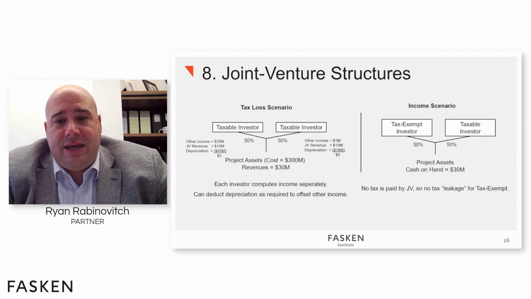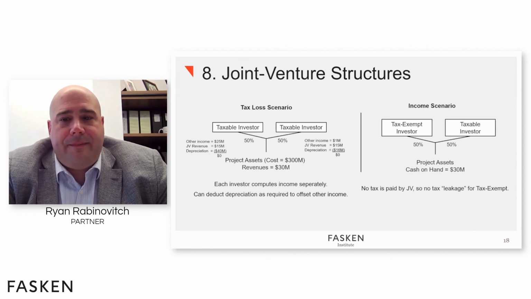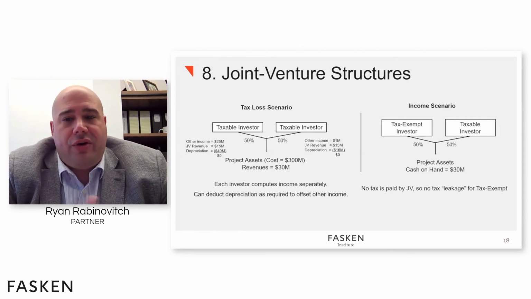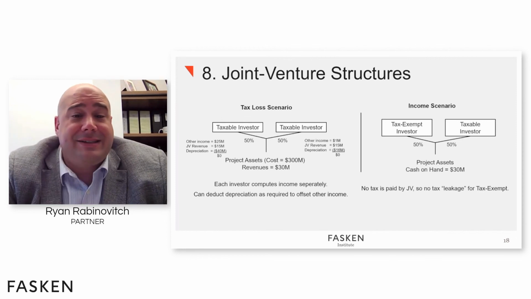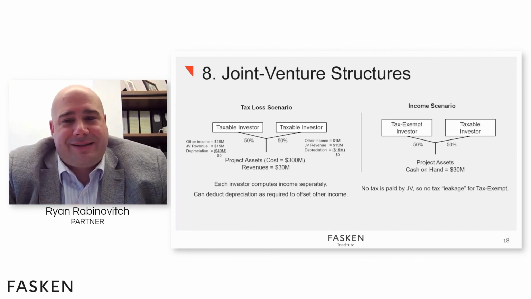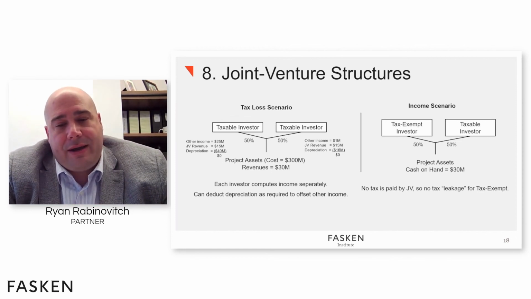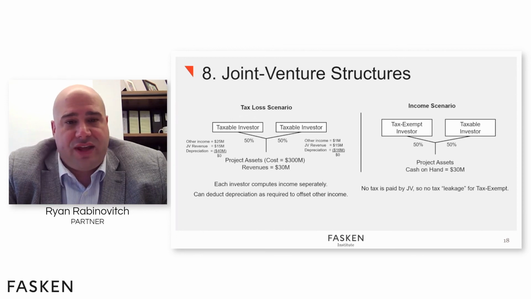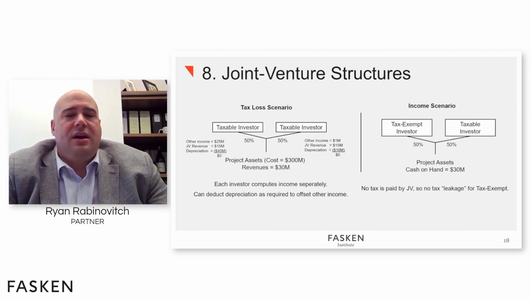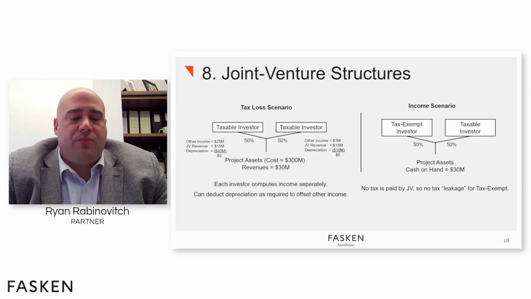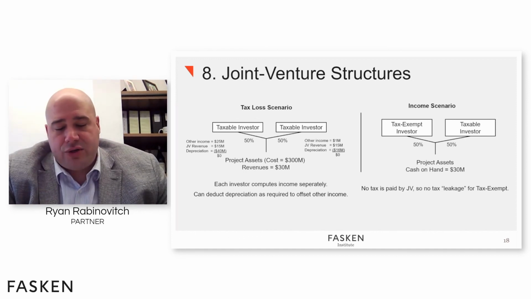And in the income scenario, again, for tax exempts, that's very interesting, as they don't want an after-tax return. If you've got $30 million of income, 15 of it belongs to the tax exempt, and they pay tax on it at zero, because tax exempts don't pay income tax. So it works for them as well. So we sometimes see these joint venture structures, but more typically partnership structures.